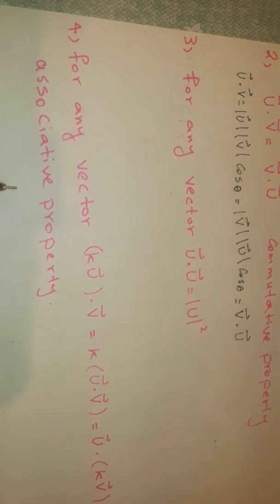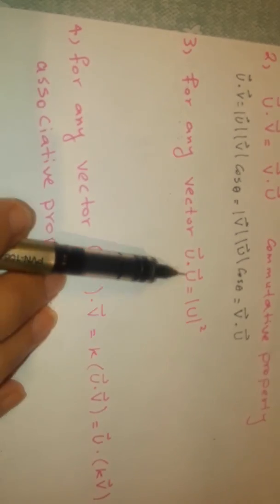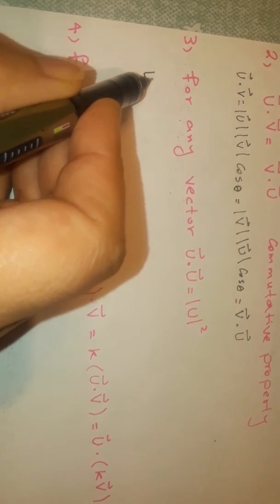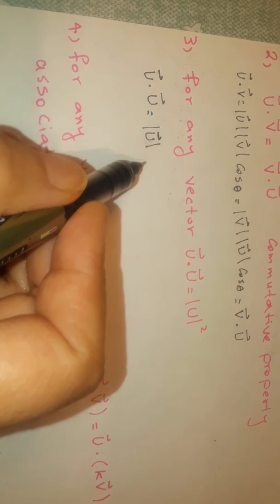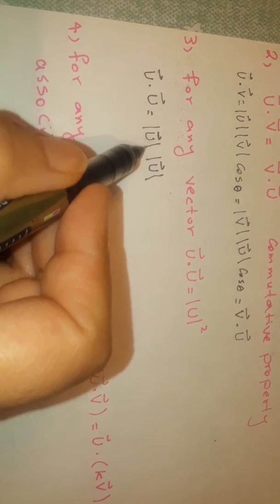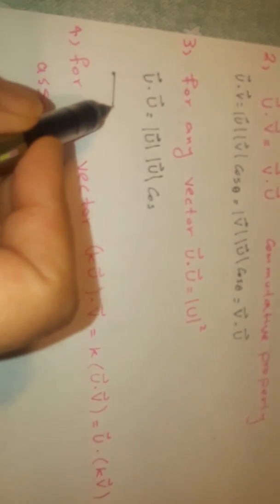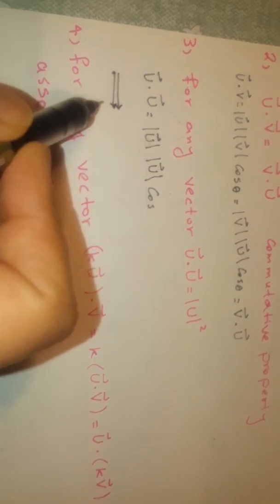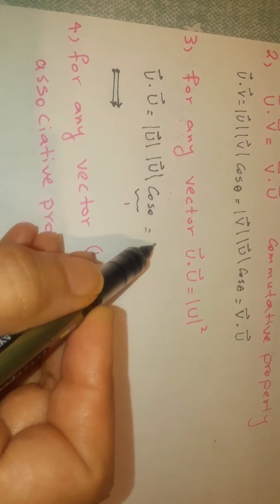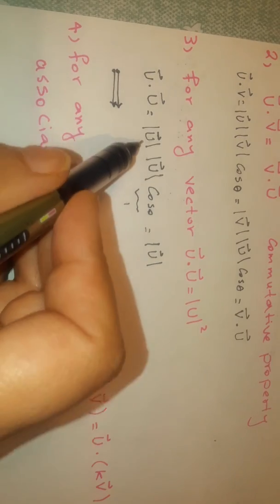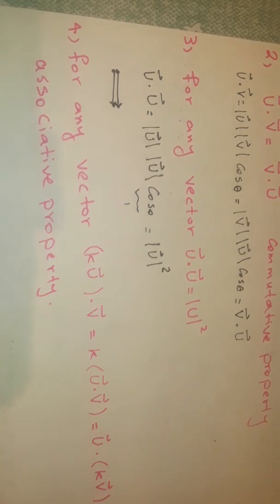So the next property: for any vector, U dot U is the magnitude of U to the power of 2. How is it possible? I know U dot U is going to be the magnitude of the first vector multiplied by the magnitude of the second vector, which are the same. So the magnitude of U multiplied by the magnitude of U cosine. What is the angle between the two same vectors? This is the vector U and this is the vector U. The angle between them is 0. So cosine of 0 is 1, and it's just the magnitude of U multiplied by the magnitude of U, which is the magnitude of U to the power of 2. I did prove that.